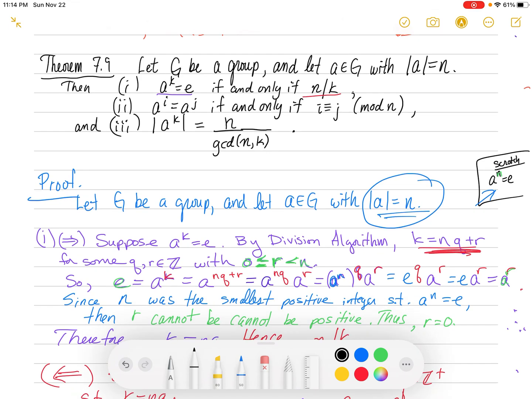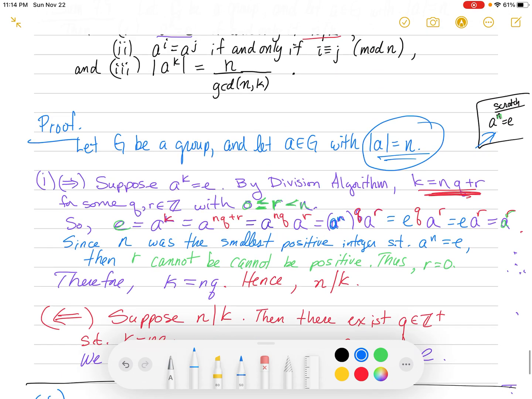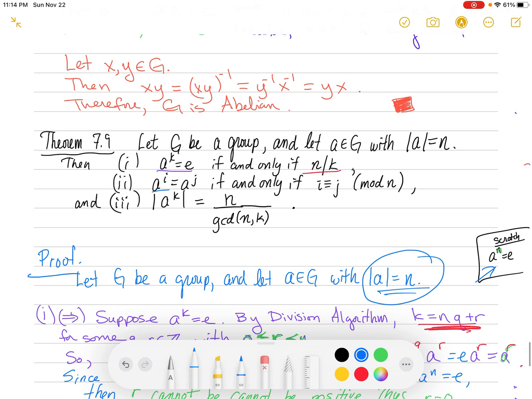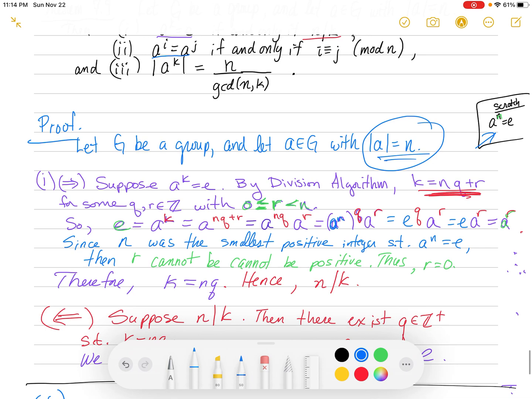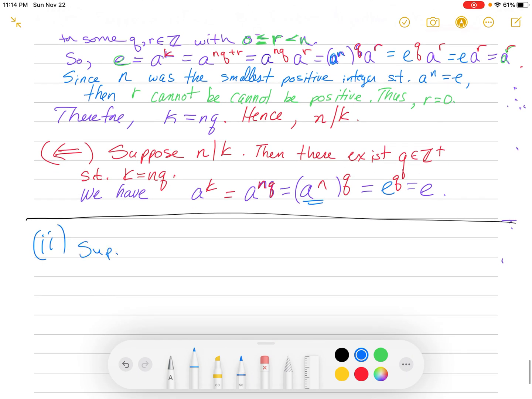All right, number 2, we want to show a to the i equals a to the j if and only if i is congruent to j mod n. Okay, so I'm going to start with this side here. I'm going to call it the blue. So let's suppose a to the i equals a to the j.